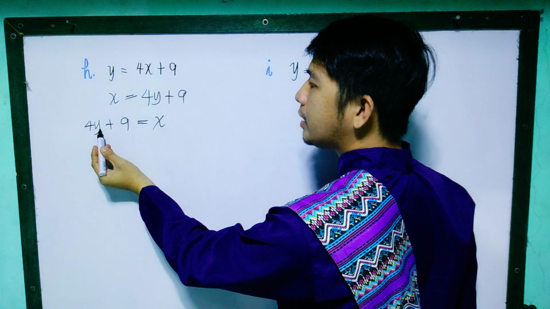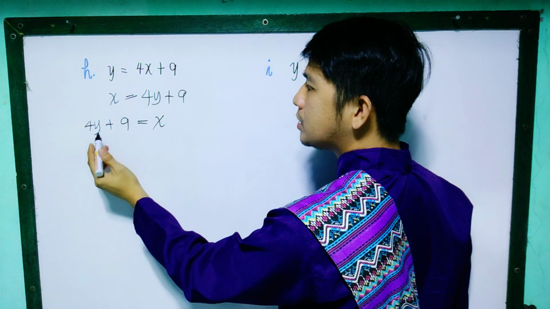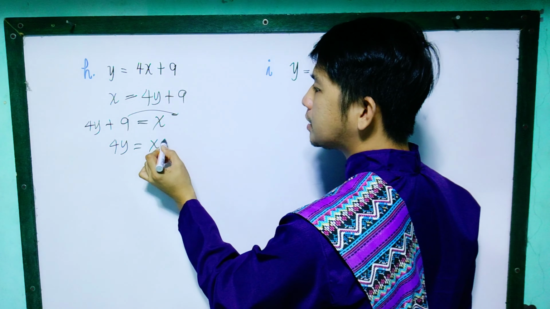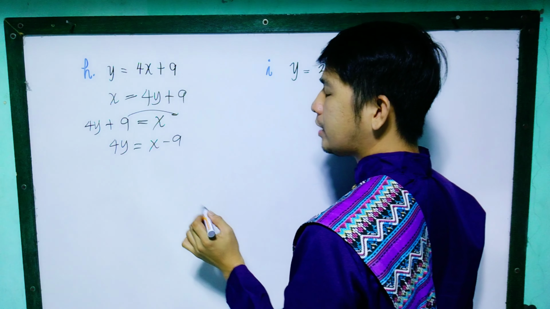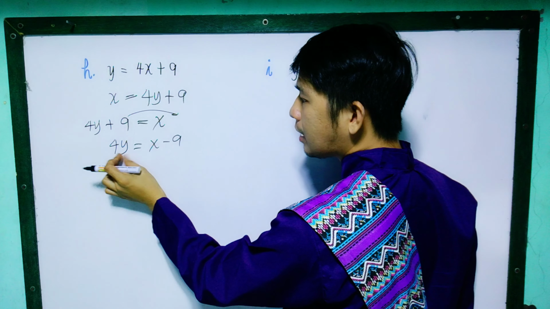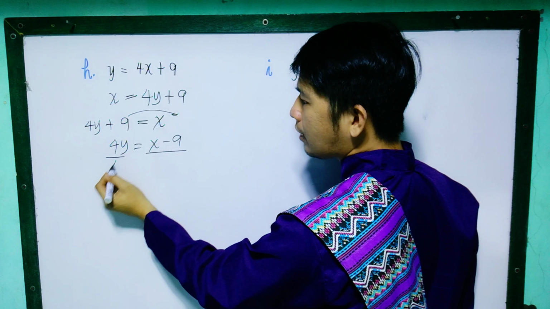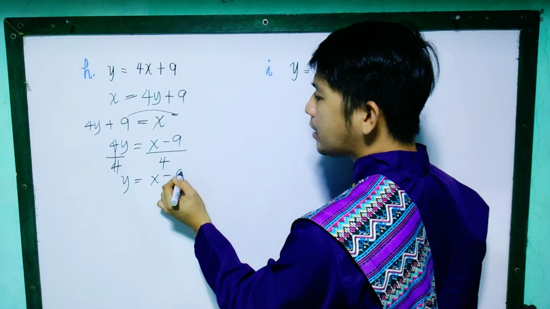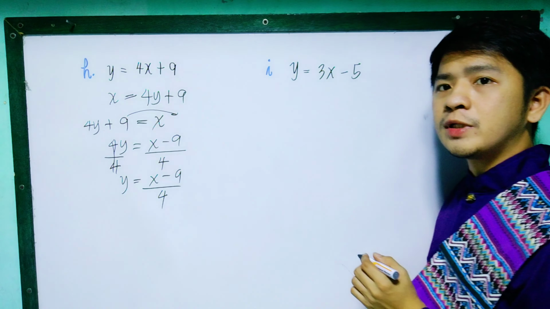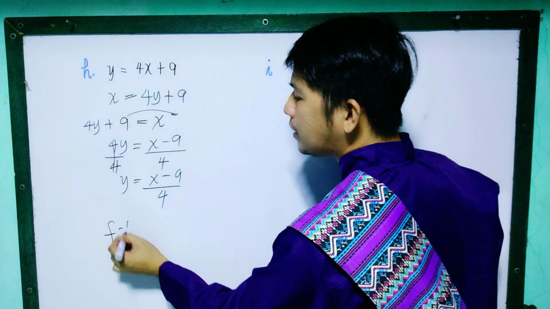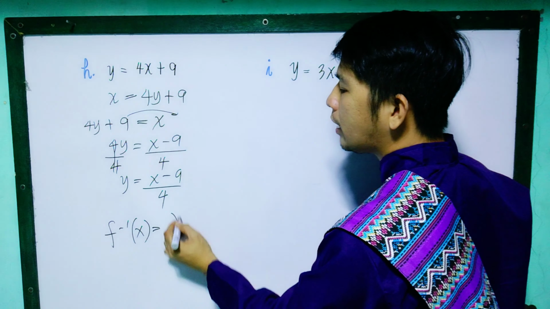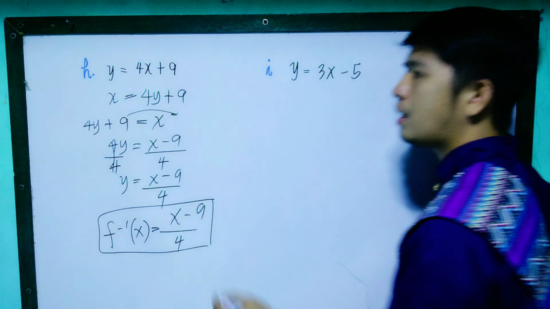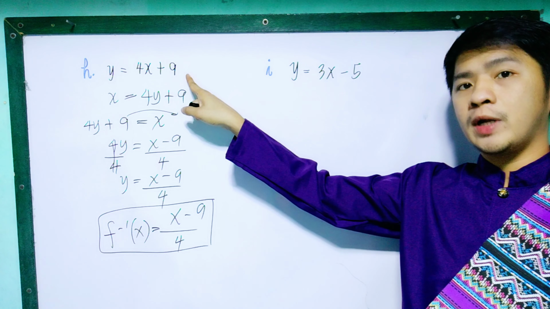Then, let us solve for y. Alisin muna natin itong 9. So, it will become 4y equals x negative 9 or minus 9. Then, it's only y. Alisin yung 4. Divide both sides by 4. So, your y now is x minus 9 all over 4. Then, we will change y into f inverse of x equals to x minus 9 all over 4. So, this is now the inverse for y equals to 4x plus 9.